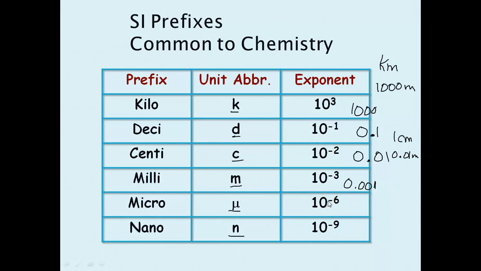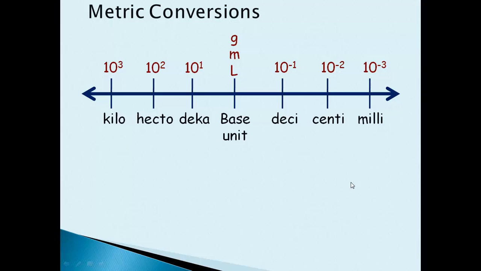And then a couple of others that we want you to know that we use relatively frequently. 10 to the negative 6th is micro, and we use this Greek symbol to represent it. And then nano is 10 to the negative 9th. And when we get into our energy unit, we will be talking about nanometers, because that's the wavelength of light. Okay, so you should be familiar with these units.